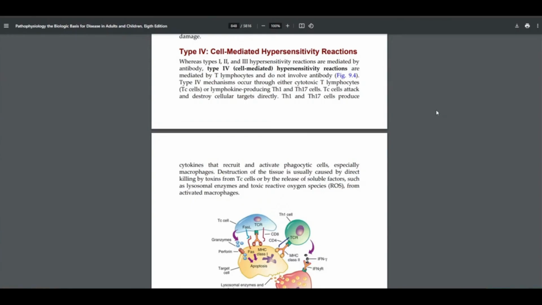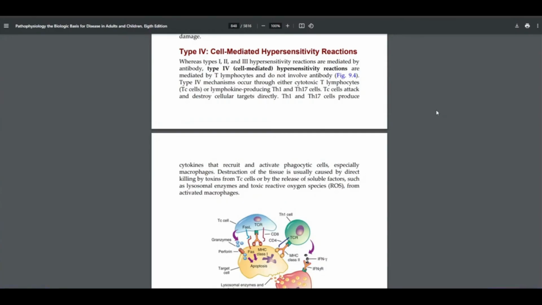Whereas type 1, 2, and 3 hypersensitivity reactions are mediated by antibody, type 4, or cell-mediated hypersensitivity reactions, are mediated by T lymphocytes and do not involve antibody. The type 4 mechanism occurs through either cytotoxic T lymphocytes, the TC cells, or lymphokine-producing Th1 and Th17 cells. TC cells attack and destroy cellular targets directly. Th1 and Th17 cells produce cytokines that recruit and activate phagocytic cells, especially macrophages.